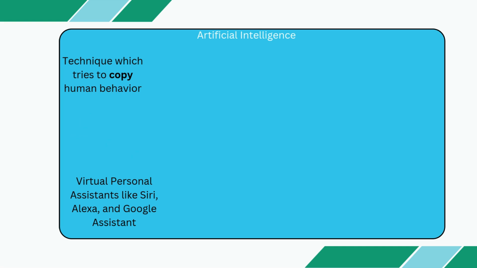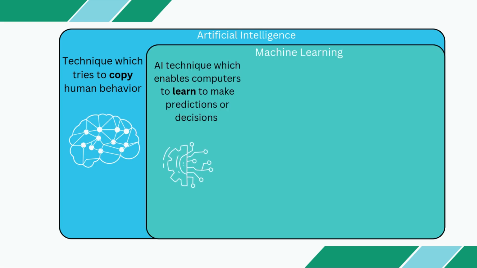The next one is machine learning, which is a subset of AI that involves the development of algorithms that enable computers to learn from data and make predictions or decisions. Over here, the keyword is learn. It's like teaching a machine to improve its performance based on experience. So experience and learn are very important here.